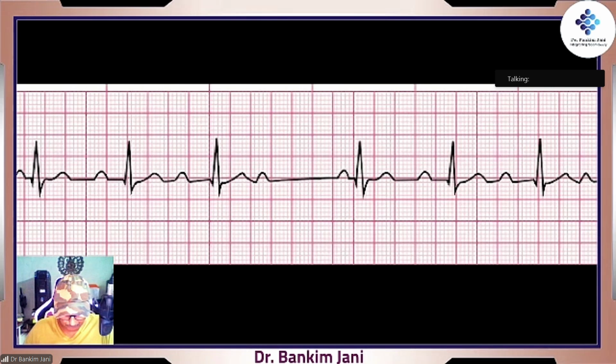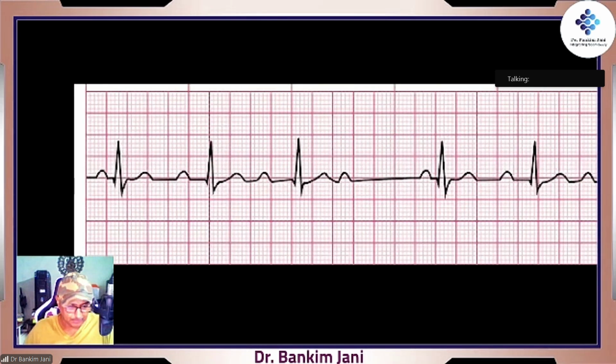So let's start with the PR interval over here. We are calculating small boxes, right? So this is how much? 1, 2, 3, 4, 5, almost 6 boxes. 6 small boxes. Calculate next one.